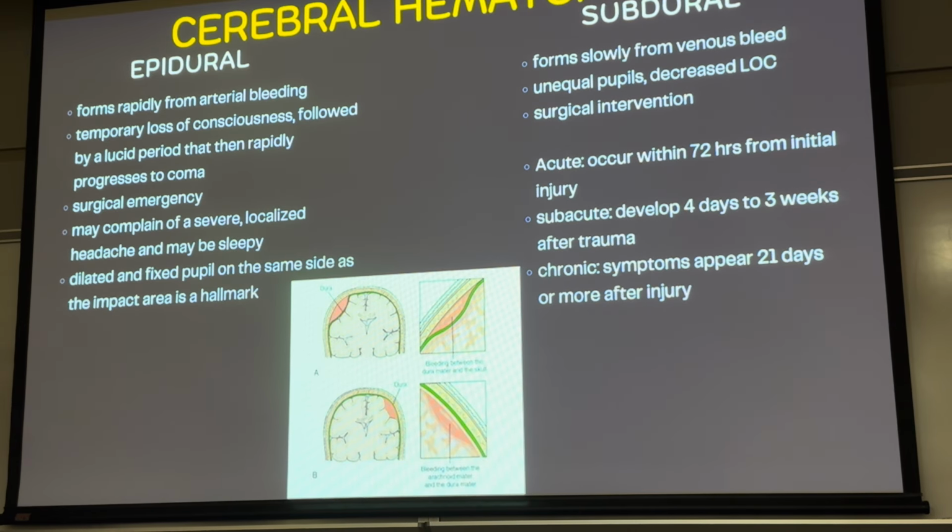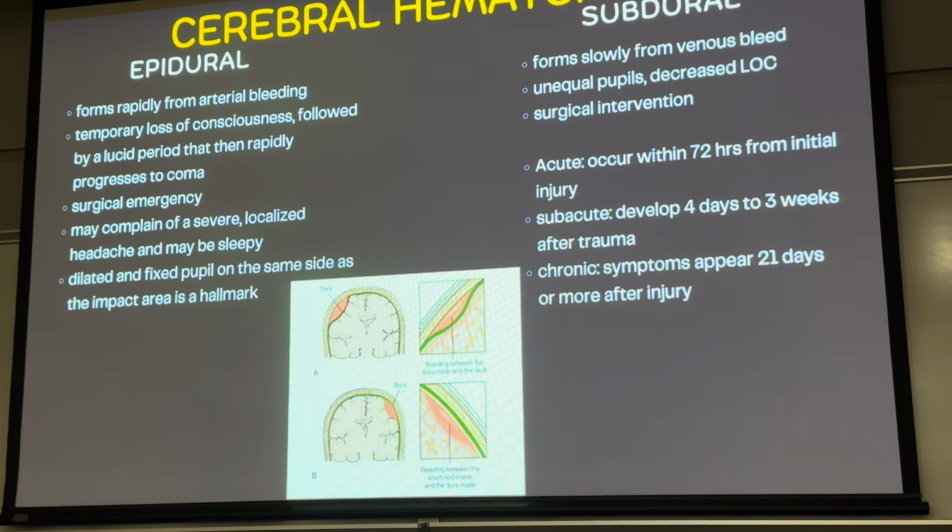Epidural hematomas form rapidly from arterial bleeding. You're going to have a temporary loss of consciousness followed by a lucid period. Usually we're going to have one dilated pupil located on the same side as the injury. Epidurals are real fast onset, a fast-occurring arterial bleed, and a more emergent situation.